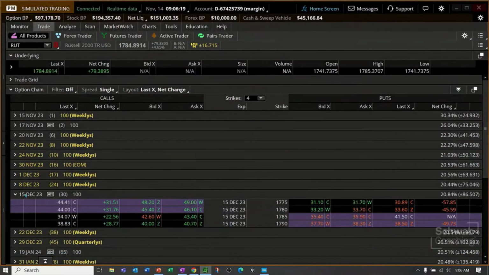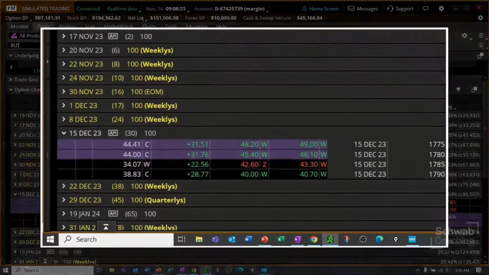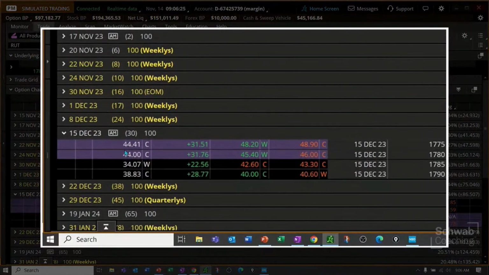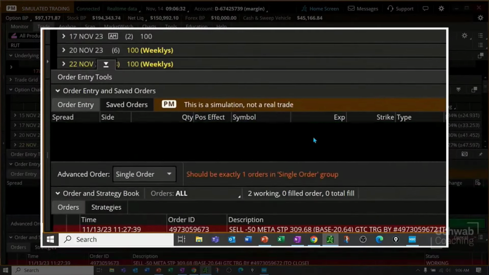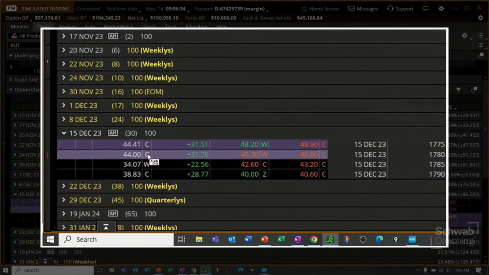Okay, we're going to go out to the 15th December. We've got calls on the left, puts on the right. We're going to look and see what the spread looks like. You've got about 70 cents on the bid ask spread on the call side, on the 1775s. So when we're playing something higher priced, that's not unusual.